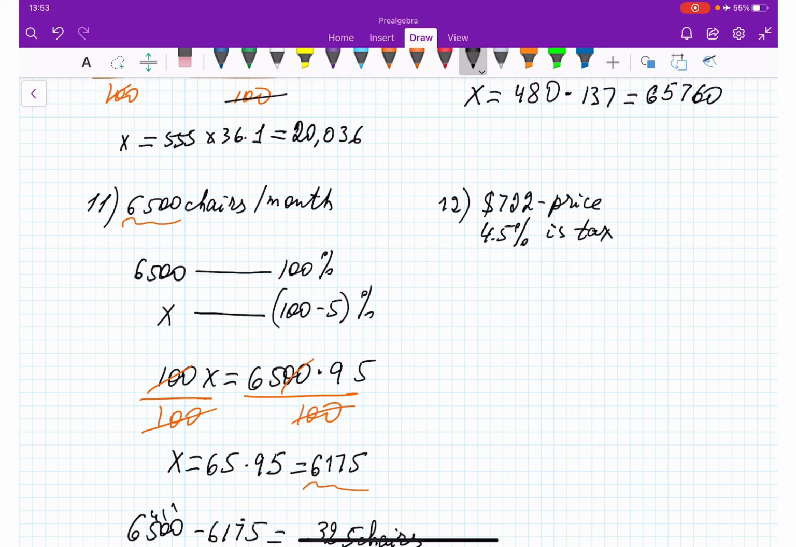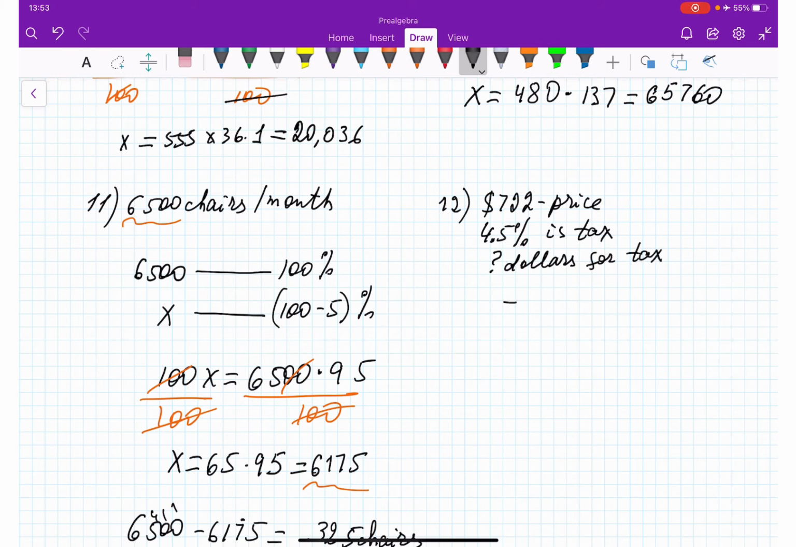So what do we need to do? First of all, we need to find out how many dollars makes 4.5%, right? And then add that dollar amount to 722. So first of all, let's find the dollar amount of tax.